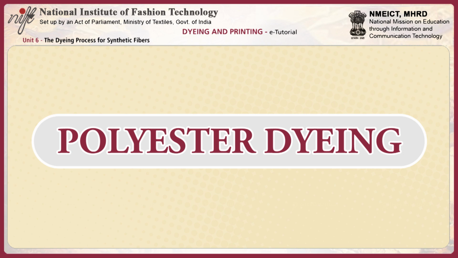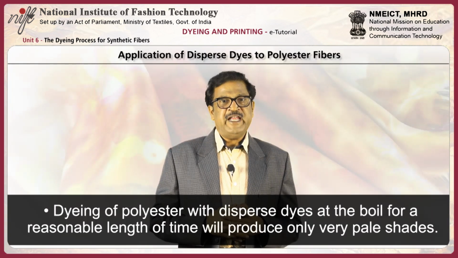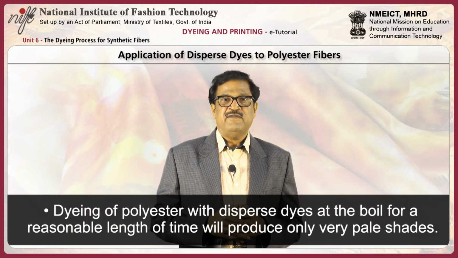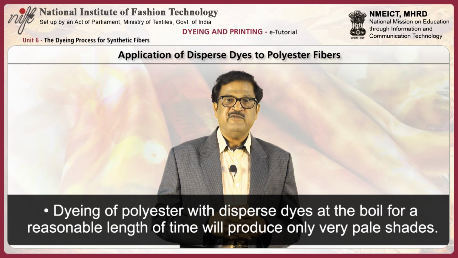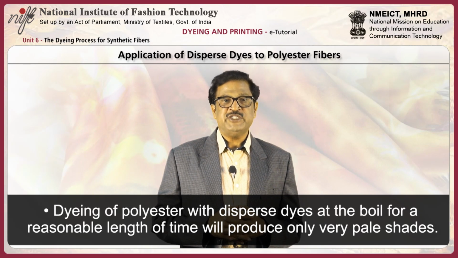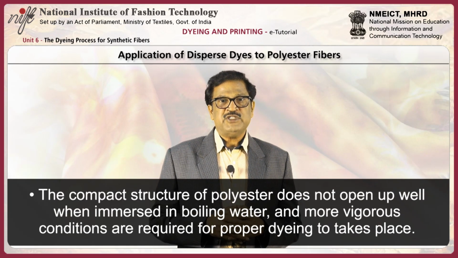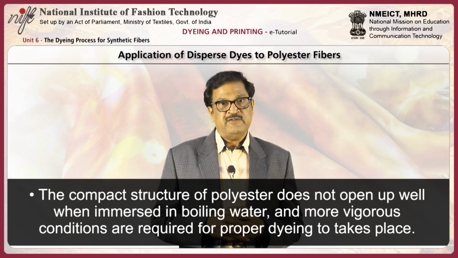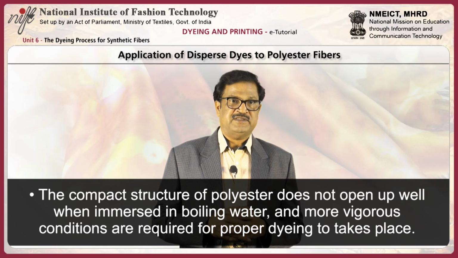Polyester dyeing. Application of disperse dyes to polyester fibers. Dyeing of polyester with disperse dyes at the boil for a reasonable length of time will produce only very pale shades. The compact structure of polyester does not open up well when immersed in boiling water, and more vigorous conditions are required for proper dyeing to take place.